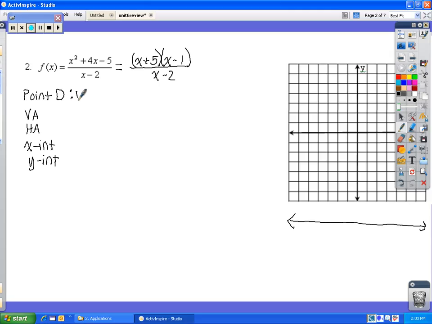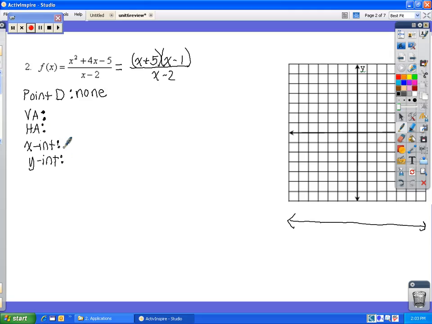Now if you notice, I don't have anything I can cross out, so I don't have a point of discontinuity here. And this kind of function is actually kind of interesting because if I did have a point discontinuity, this would actually just be a straight line. Because you'd have to factor out, and you'd cross out one of the factors, you'd just be left with a linear equation. However, this one doesn't, so we're going to go ahead and continue.